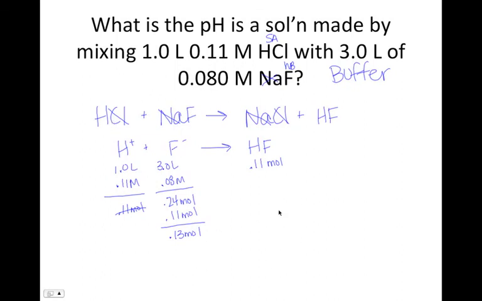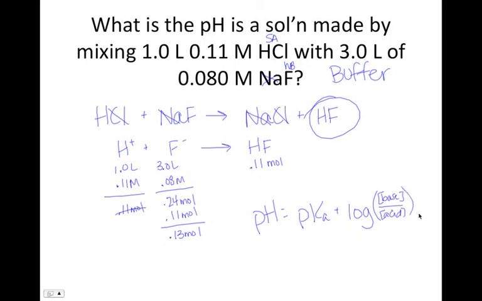So to calculate the pH of a buffer, I'm going to take the pKa of hydrofluoric acid and add to that the log of my base concentration over my acid concentration. Of course, to do this, we need to know the pKa of hydrofluoric acid. And of course, I did not prepare in advance and look that up before I started this video. So give me just a second to look that up.